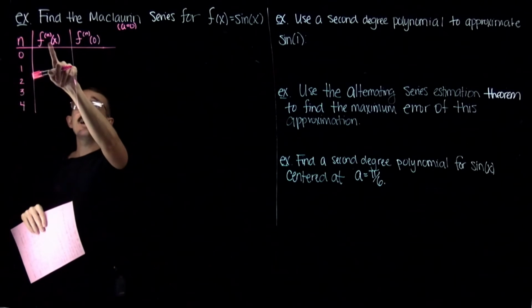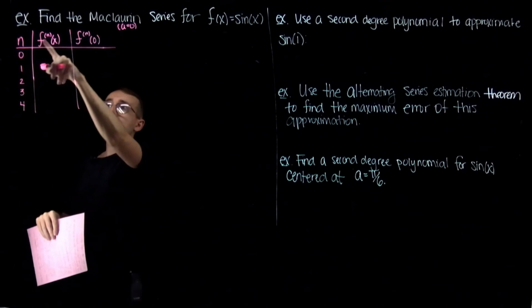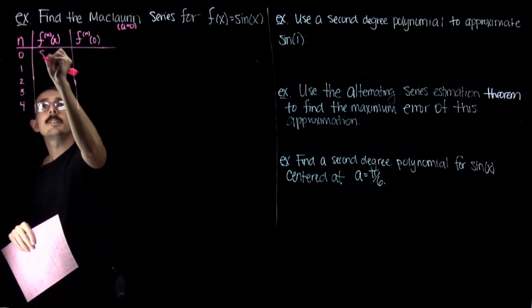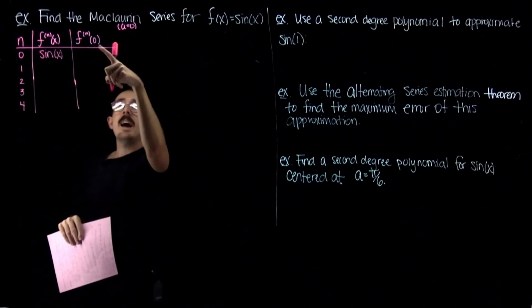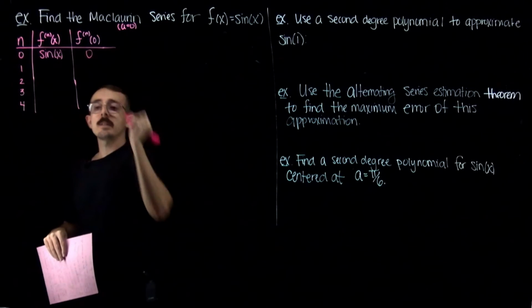Now, I need to start taking derivatives. And when n is 0, the 0th derivative is the original function. So the original function is sine of x. And if you evaluate that at the a that we're given, which is 0, sine of 0 is 0.